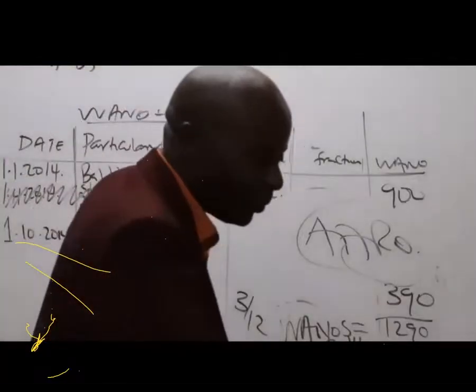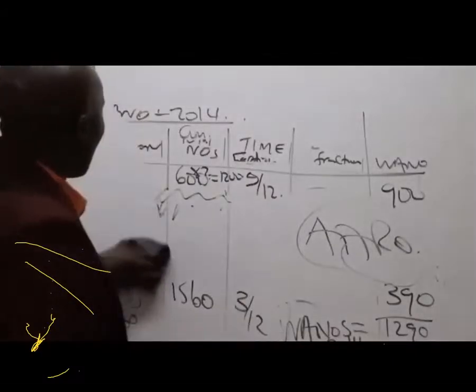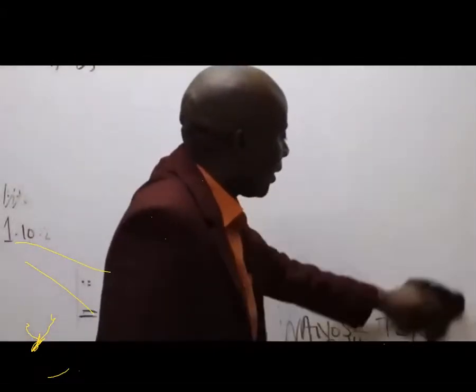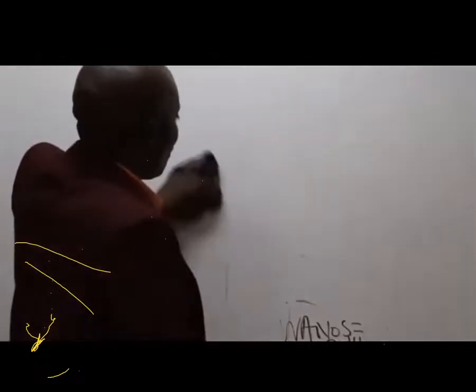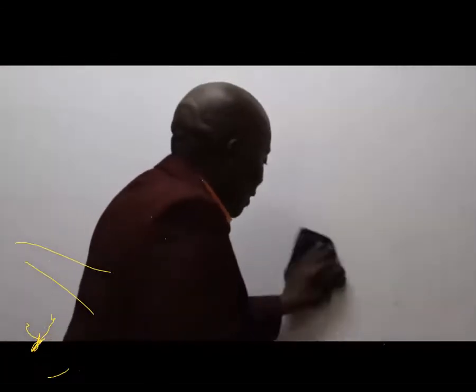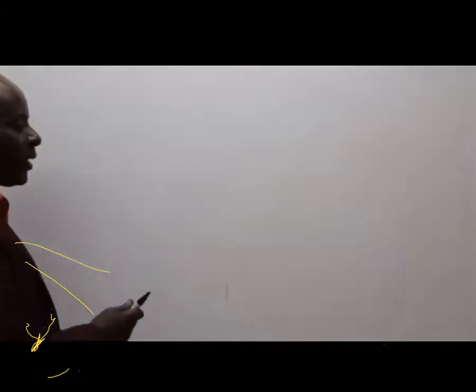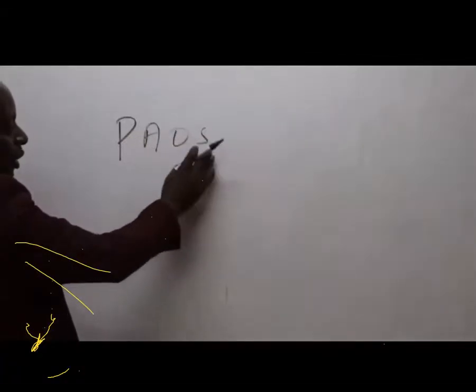So ladies and gentlemen, now what you need to do is to come and calculate for us the profits attributable to ordinary shareholders. Give us what we call the PAUs, the profit attributable to ordinary shareholders.